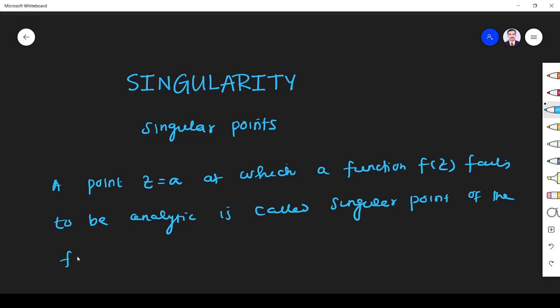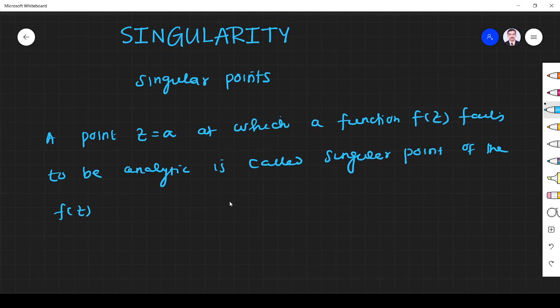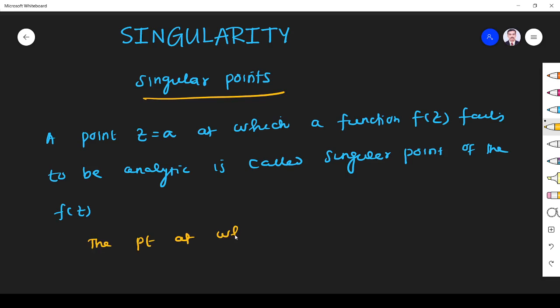So when you find a point at which the function fails to be analytic, we know that if f of z is an analytic function, the point at which the function fails to be analytic is known as a singular point of the function. That means the point at which f of z is not defined is known as a singular point.